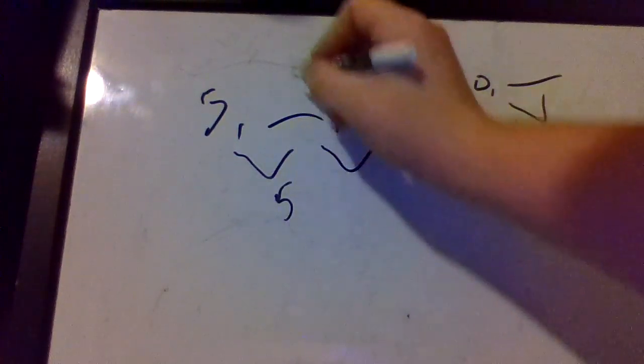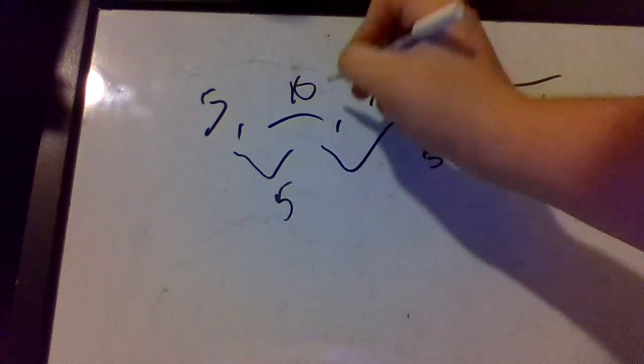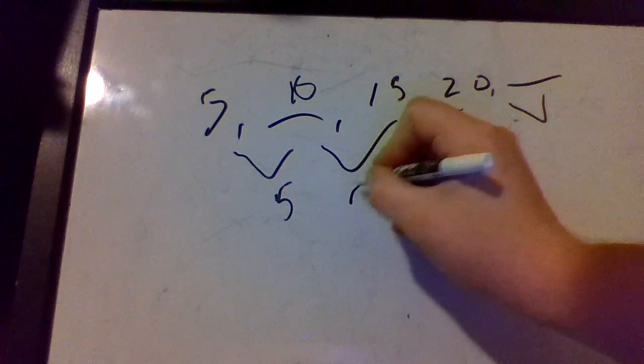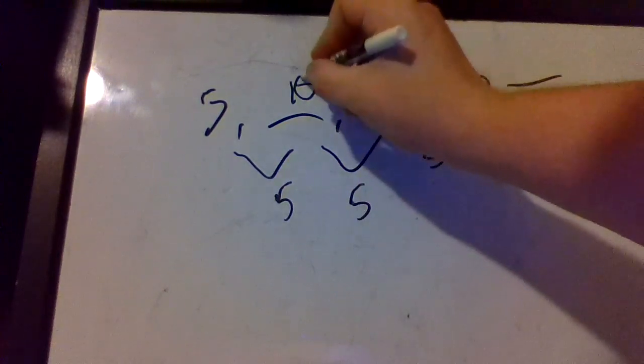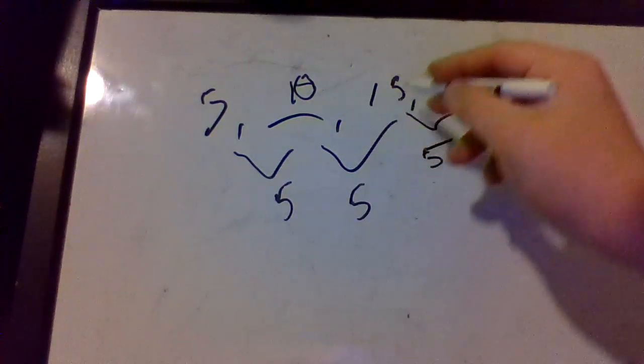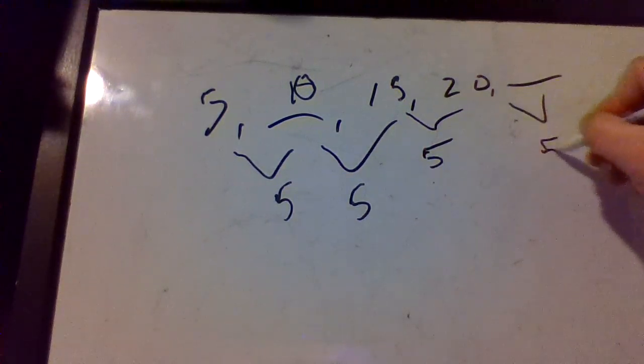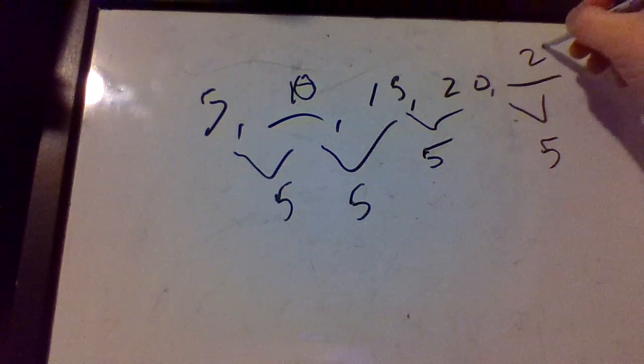So we've got 5. 5 plus 5 is 10. 10 plus 5 is 15. 15 plus 5 is 20. 20 plus 5 is 25.